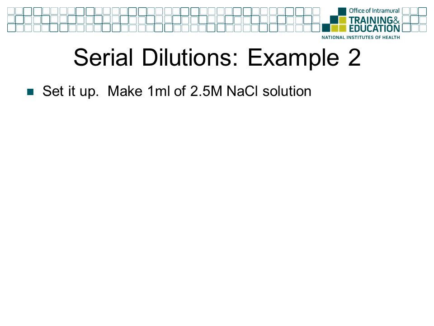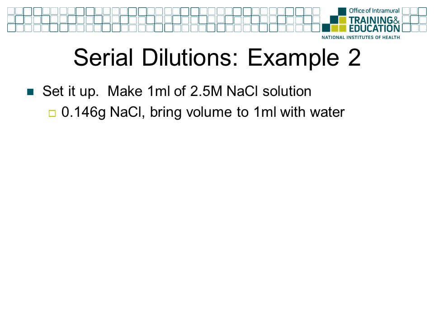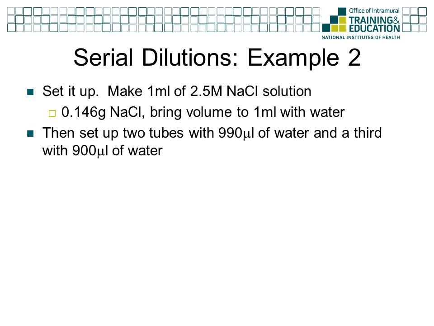Again, let's set this serial dilution up step by step. First, make up your solution with your starting concentration. Weigh out 0.146 grams of NaCl and place it in a tube and bring the volume to 1 milliliter with water. Now, set up your tubes for a serial dilution. We know we will need 3 dilutions: 2 dilutions with 10 microliters going into 990 microliters, and 1 dilution with 100 microliters going into 900 microliters. This is your dilution factor of 10. This means we will need 3 tubes, 2 with 990 microliters of water, and 1 with 900 microliters of water.